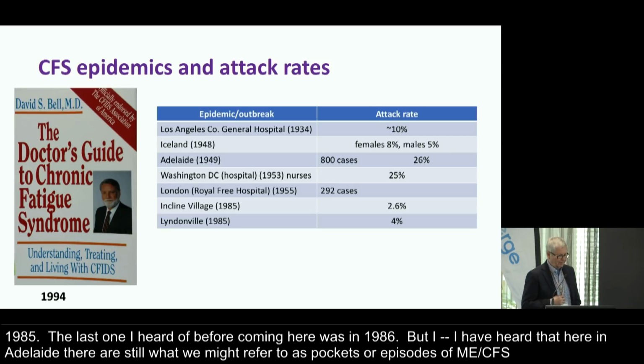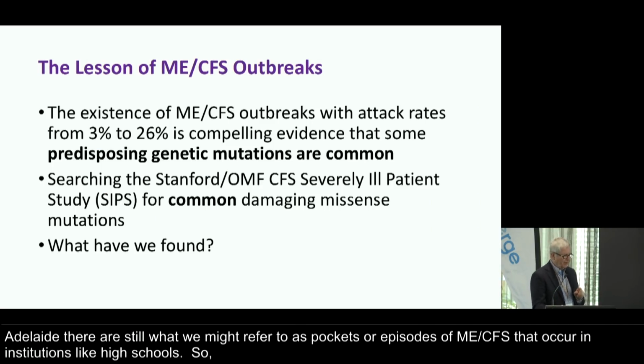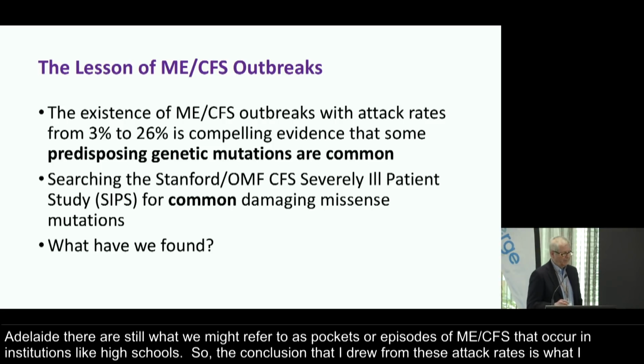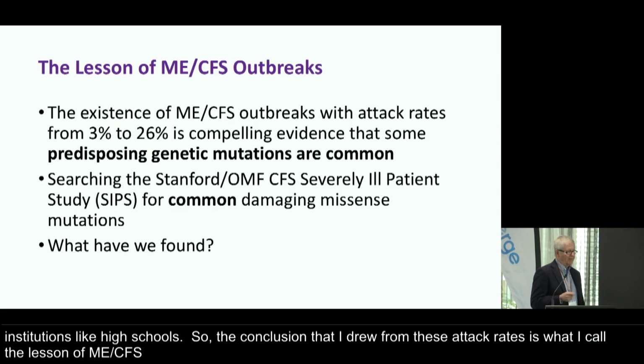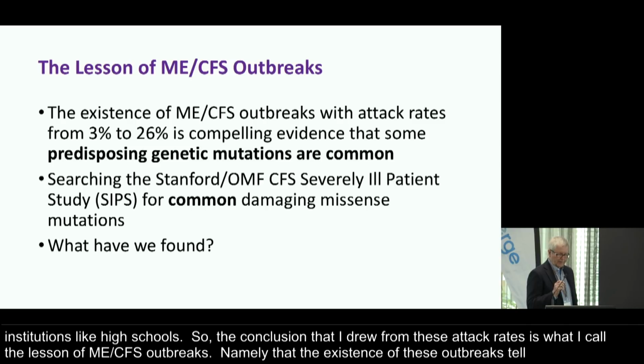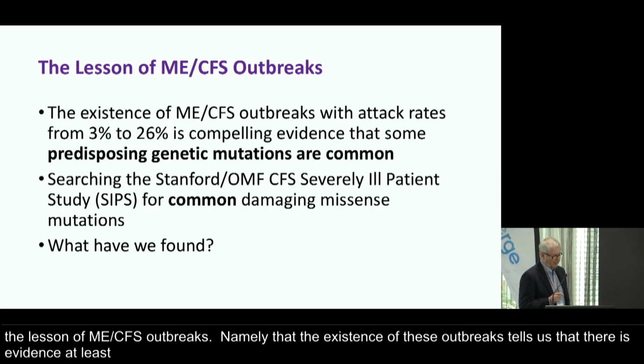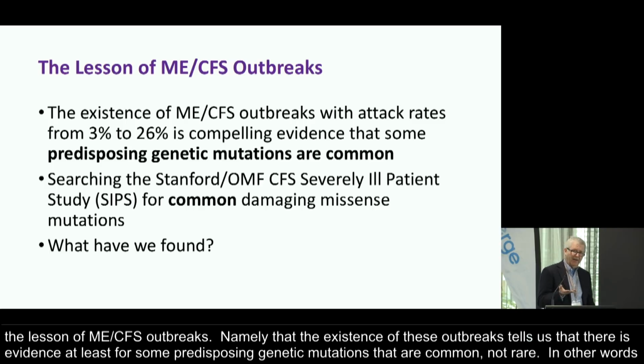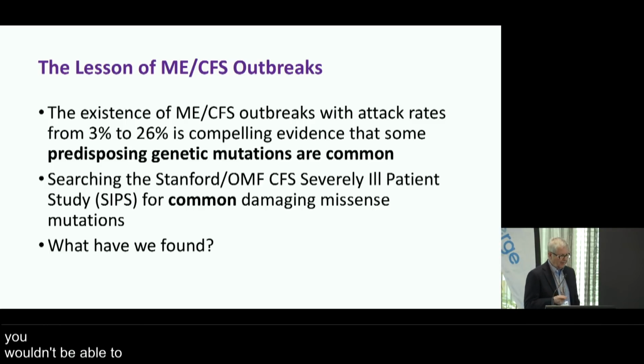So the conclusion that I drew from these attack rates is what I call the lesson of ME/CFS outbreaks, namely that the existence of these outbreaks tells us that there is evidence, at least, for some predisposing genetic mutations that are common, not rare. In other words, you wouldn't be able to sustain an epidemic without a common set of predisposing genetic mutations.